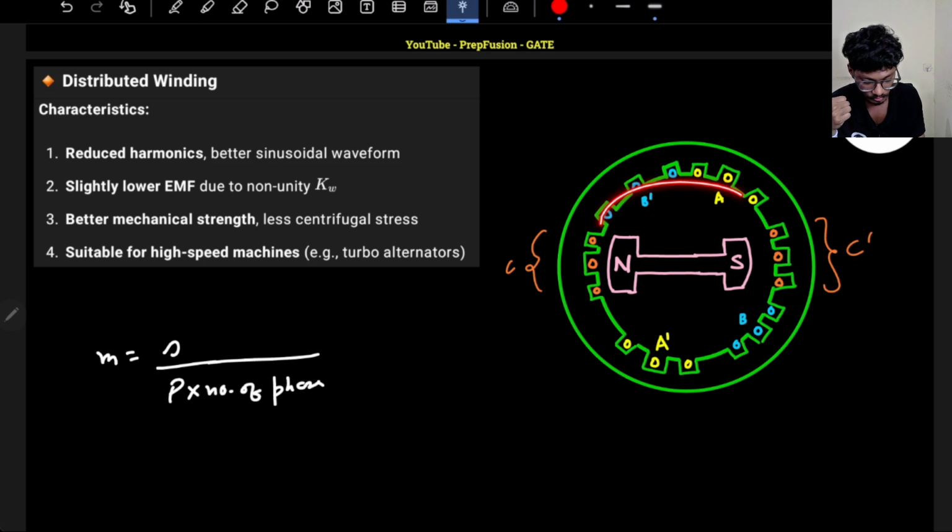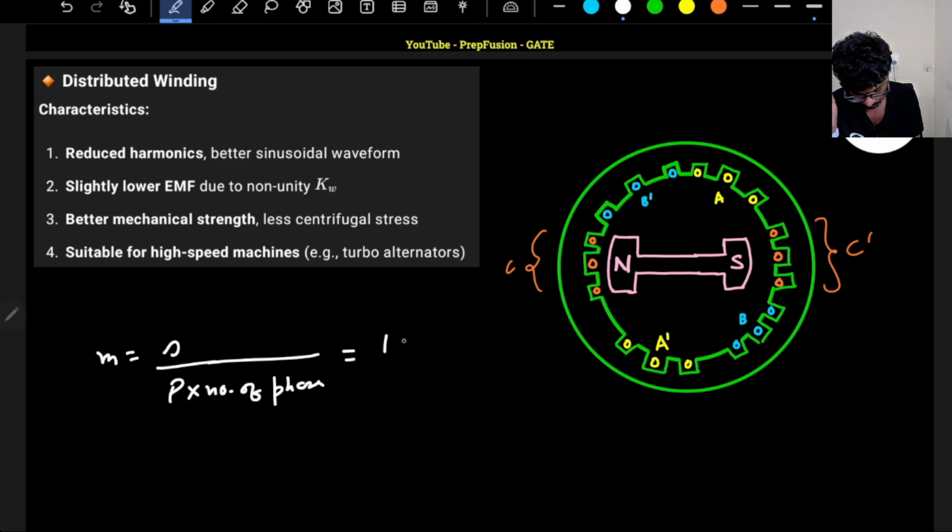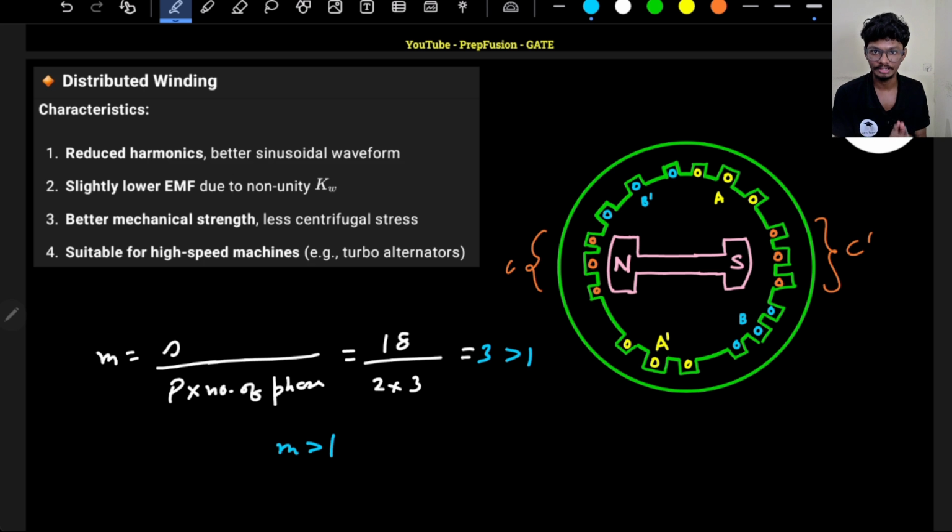So how many slots do I have now? 3 here, total 3, 3, 6, 3, 9, 3, 12, 3, 15, 3, 18. So 18, divided by the number of poles. How many poles do I have? 2 poles. 2 into number of phases 3. So you are observing that you are getting 3, which is greater than 1. So for distributed winding, your m will always be greater than 1, no matter what. This is a property of distributed winding.